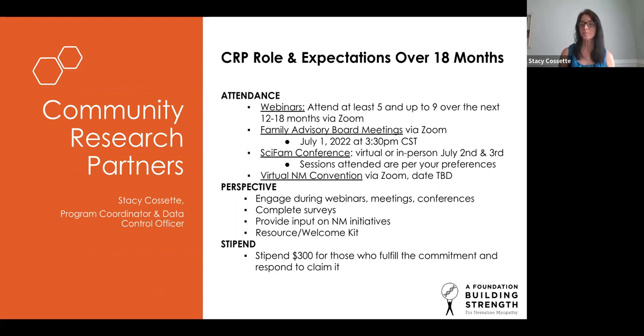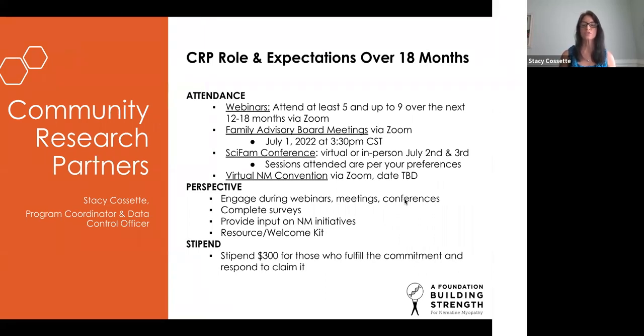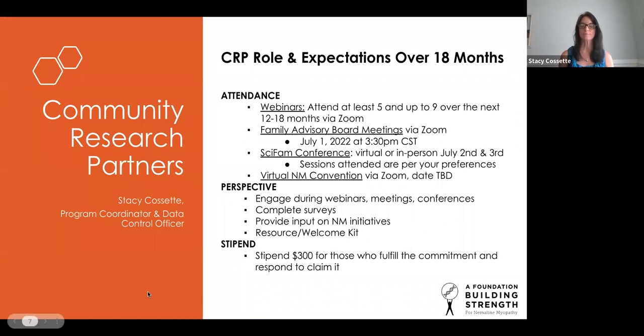And then also the SciFam conference, as I just mentioned, there are both virtual and in-person options. The conference for families is going to go on Saturday and Sunday, July 2nd and 3rd. There'll be sessions that you can attend just based on your preferences. And then also there are plans for a virtual NM convention sometime next year.